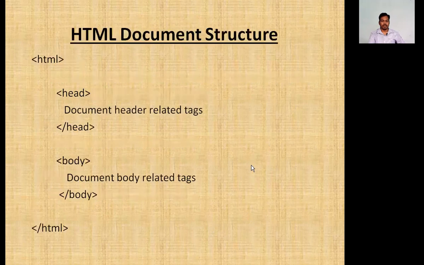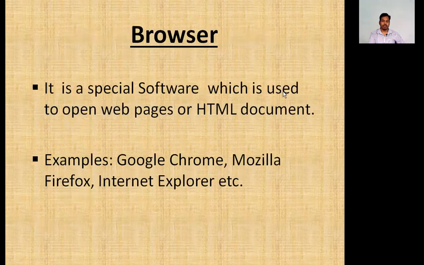Now next, let's see the basic HTML document structure. Inside HTML, you can see the opening tag of HTML and the closing tag of HTML. In between, head opened, head closed, and between this head, document header related tags will be placed. Under the body section, body tag opened, body tag closed, document body related tags will be used.